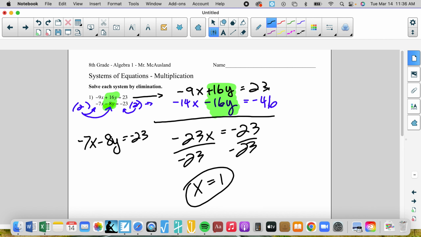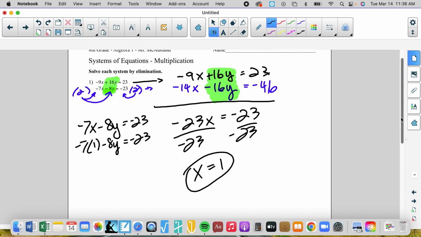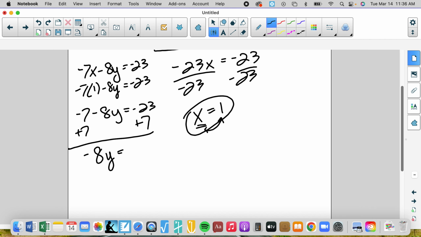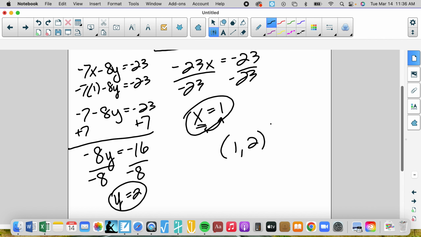I'm going to plug in 1 for x. And we like this because, again, our variable cancels out. We had 2. We substituted this value in for x, and what it did was cancel out one of those values. And when we cancel out, that allows me to solve for the leftover variable. 23 is going to be negative 16 divided by negative 8 gives me y equals 2. And my solution is 1, 2.